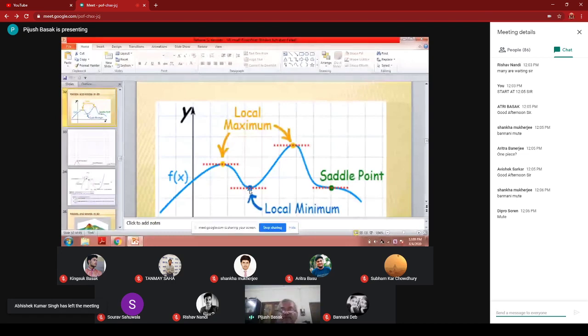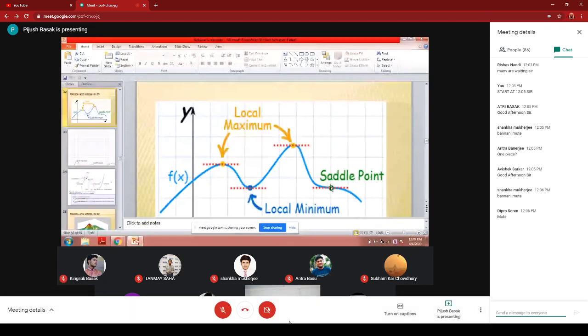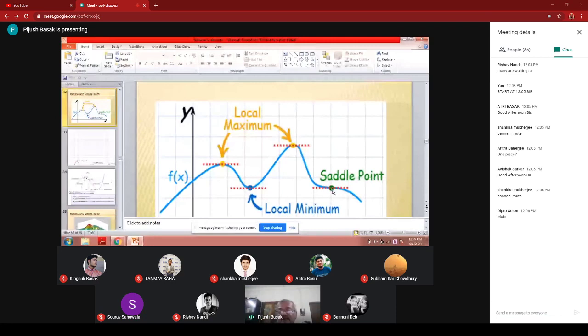This is neither maximum nor minimum, because I cannot say it is a minimum since the curve continues to go down, but a temporary settlement is there in the curve. After that, it will again come down. So this type of point is called a saddle point.